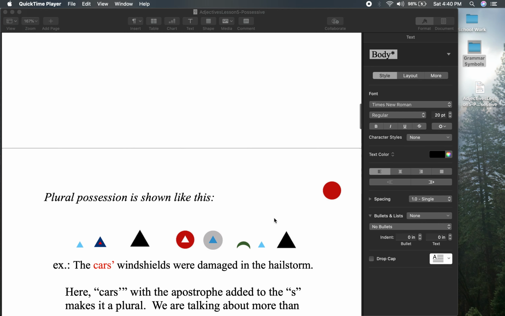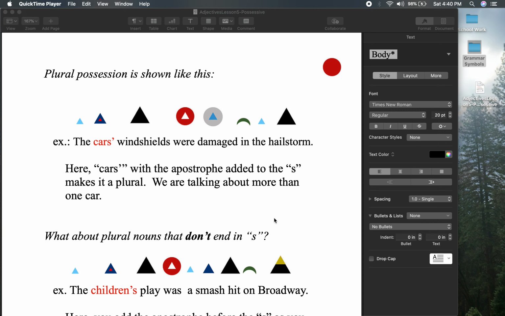What about plurals? Plural possession is shown like this. The cars' windshields were damaged in the hailstorm. Well, if this was C-A-R apostrophe S, that would be one car, but here we've got many cars' windshields damaged in a hailstorm. Let's say they were in a parking lot, for example. So here, cars with the apostrophe added after the S makes it a plural possessive. We're talking about more than one car.